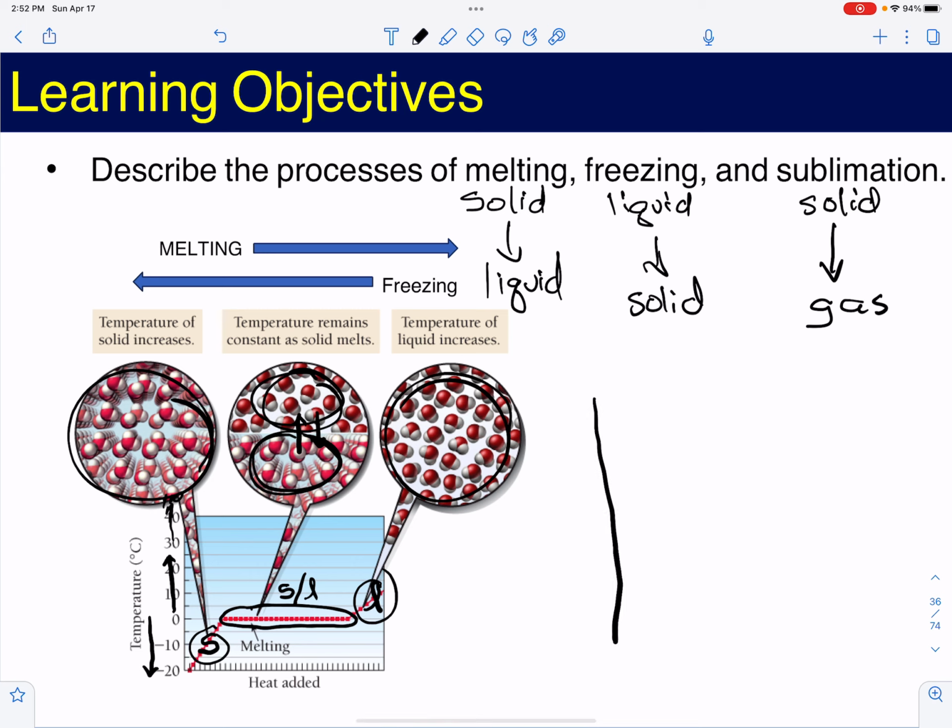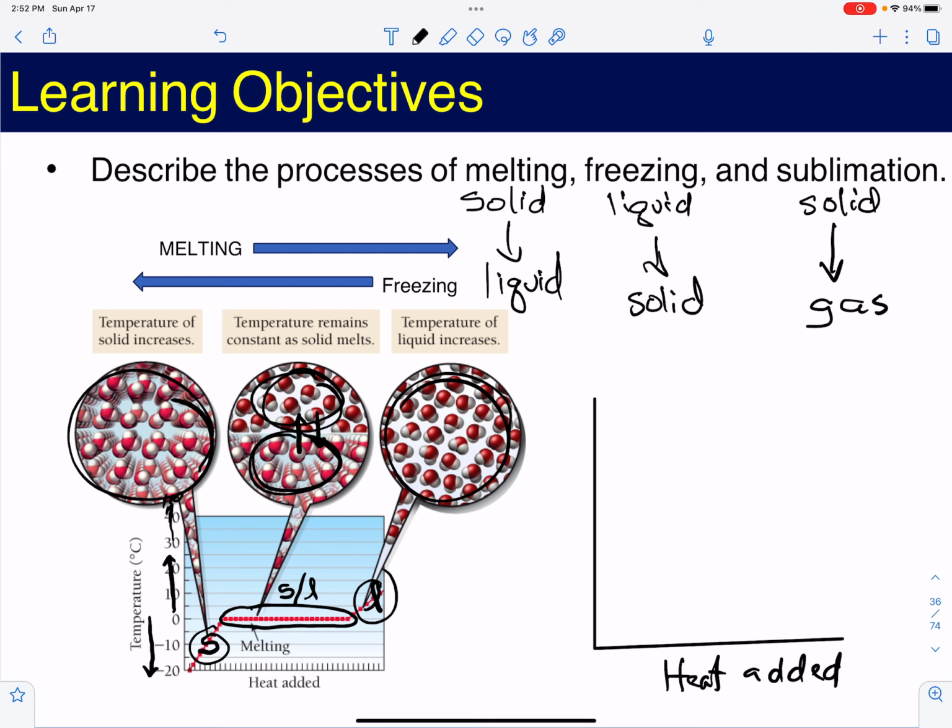So if we do the same graph with vaporization, and we do heat added and temperature in degrees Celsius going up, in that case, we're going to start at 0 degrees. That's where the ice melted and all we have is water. Then at 100 degrees, the water will boil. That's a change of state. So that's going to be a horizontal line.